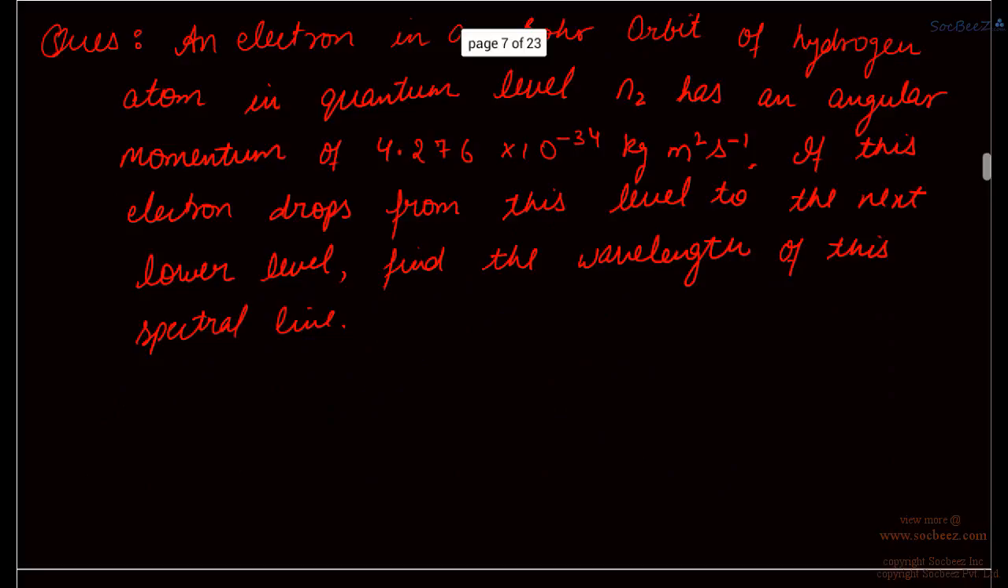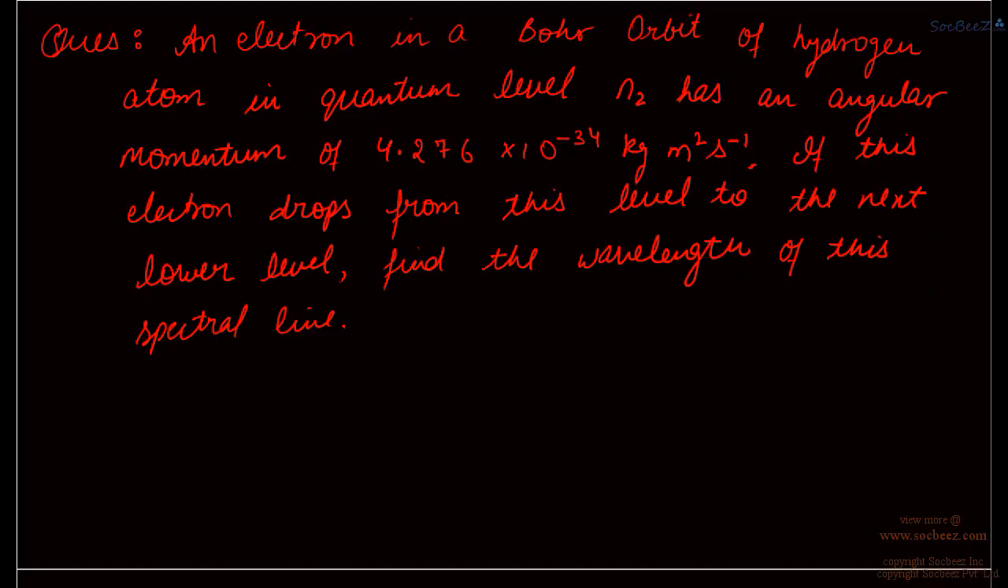So let's discuss some of the problems. The first question says that an electron in a Bohr orbit of a hydrogen atom in quantum level n₂ has an angular momentum of 4.276 × 10^−34 kilogram meter square per second. If this electron drops from this level to the next lower level, find the wavelength of this spectral line.